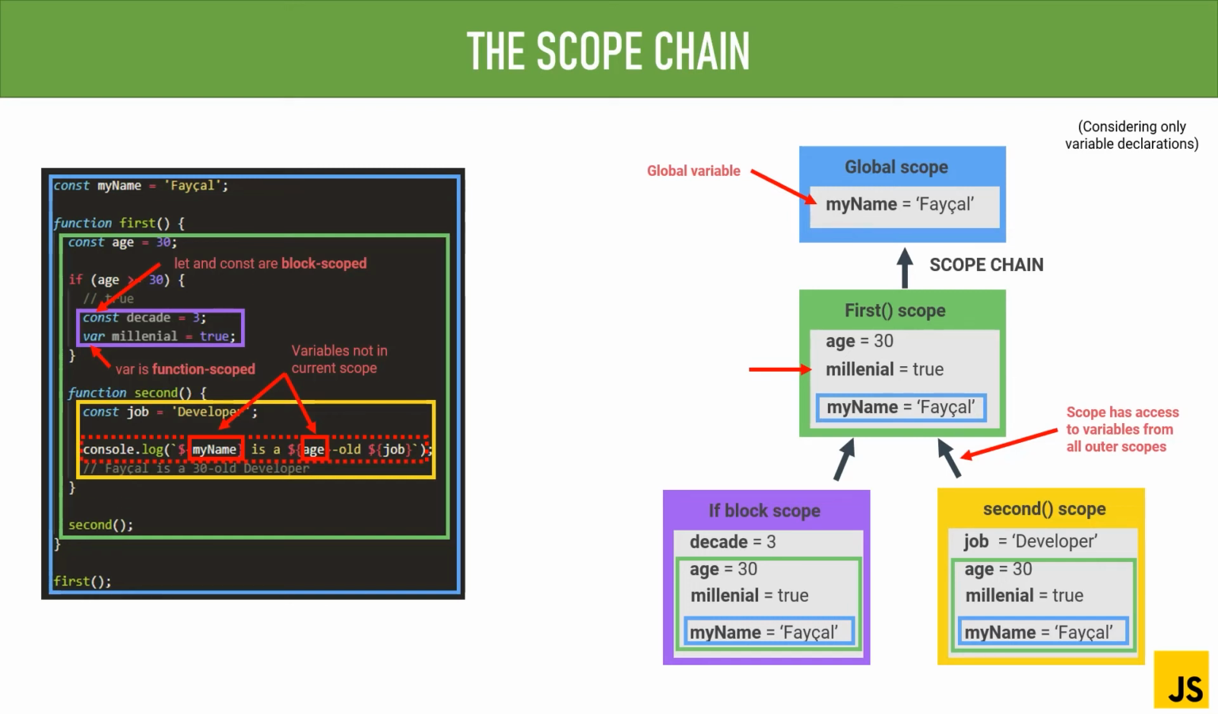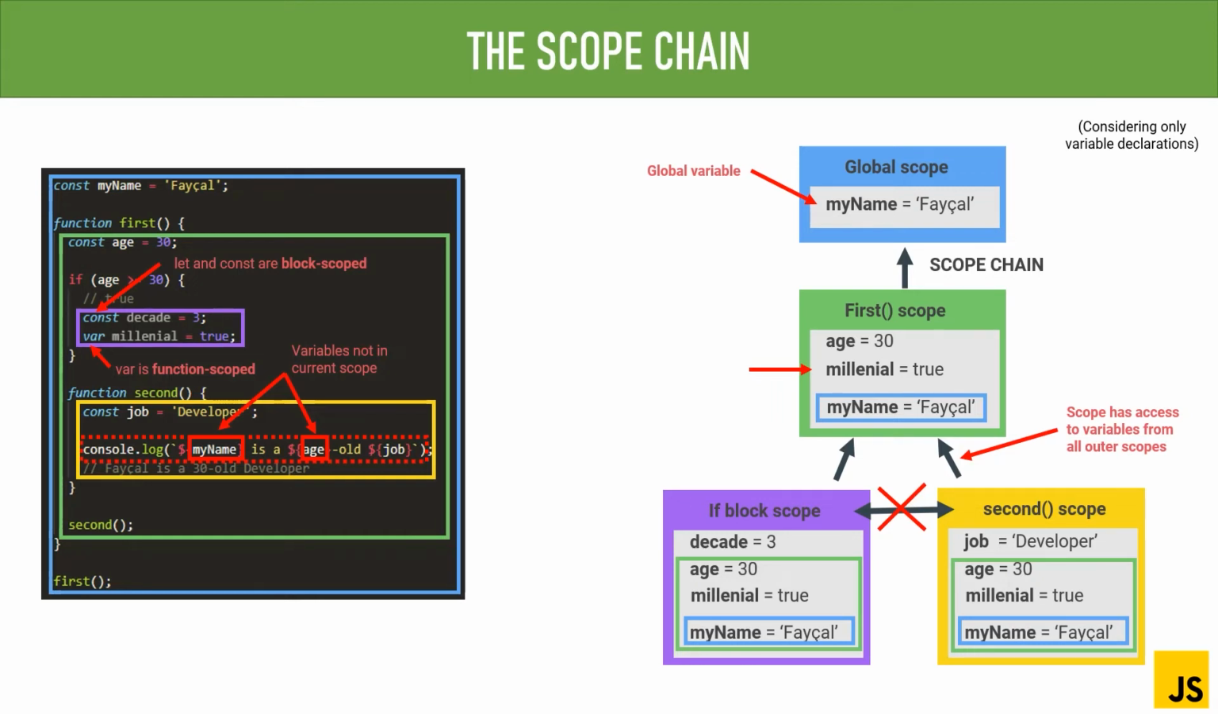Very creative, right? But we can actually use this term a lot in JavaScript. Now, it's important to understand that our purple block scope does not get access to any variable from the yellow second function scope. And the same the other way around. And why is that? Well, it's because of lexical scoping as we learned in the last slide.